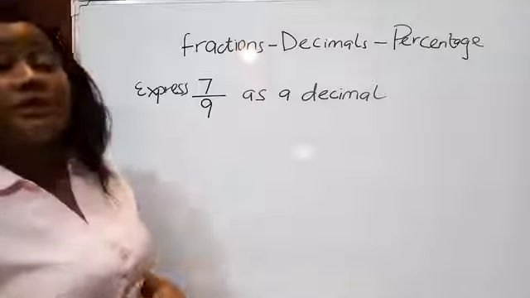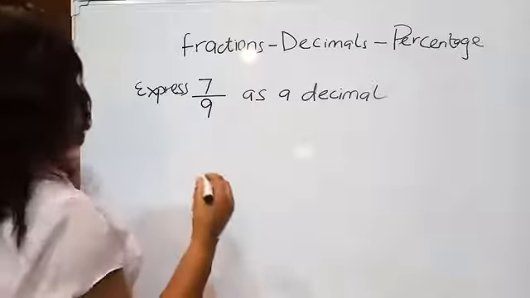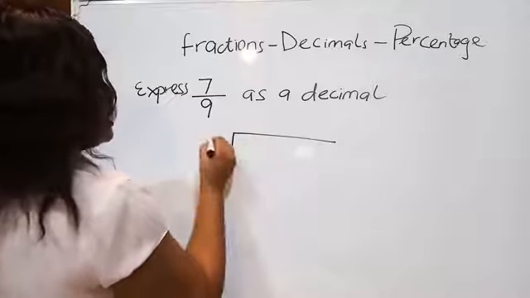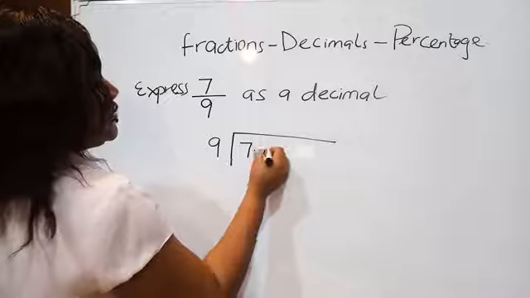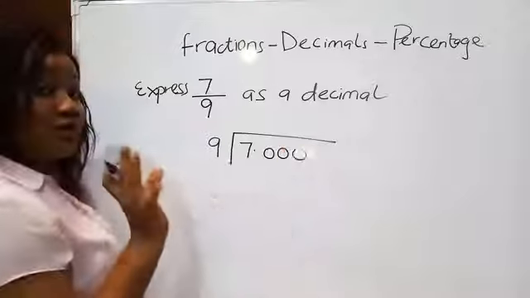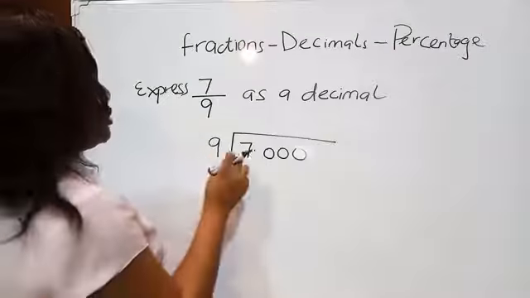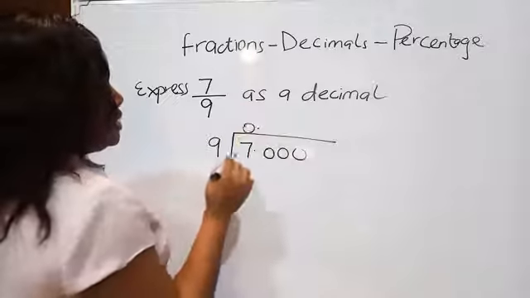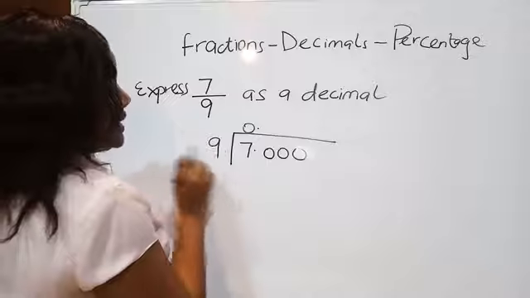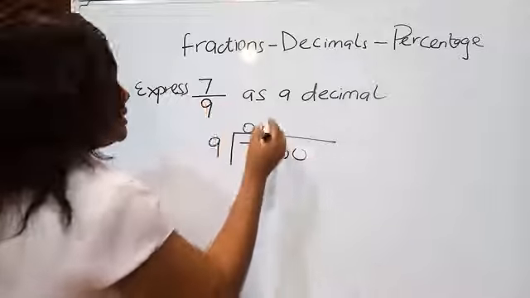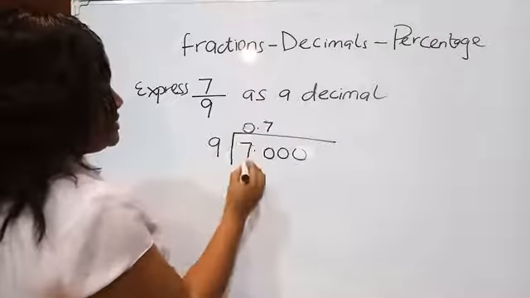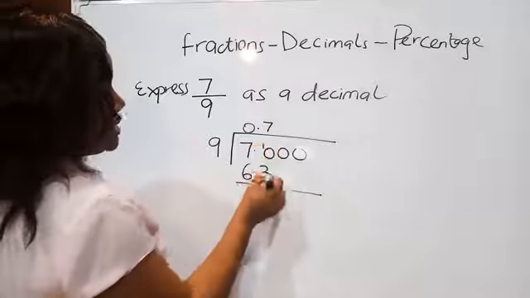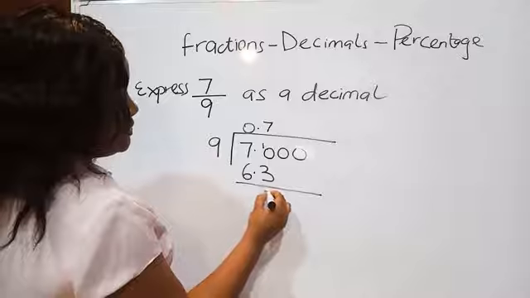Let's try expressing 7/9 as a decimal. We'll use the long division method. We have 9 here, and we have 7.000. These extra zeros are just to help us. So try 7 divided by 9. It won't work, so you have 0 point. You now work with 70. 70 divided by 9 gives you 7. You have 7 here. 7 times 9 is 63. So 70 minus 63, you have 7.